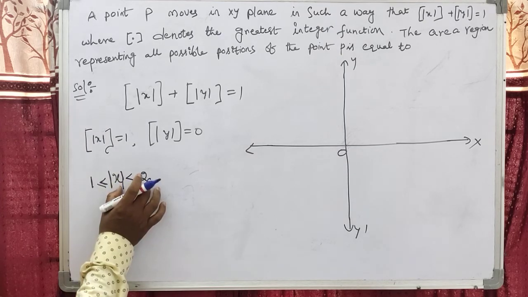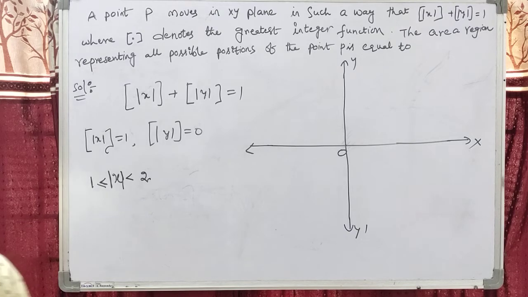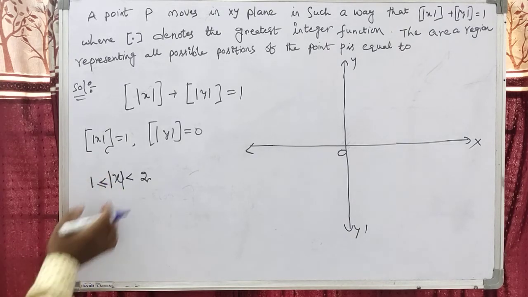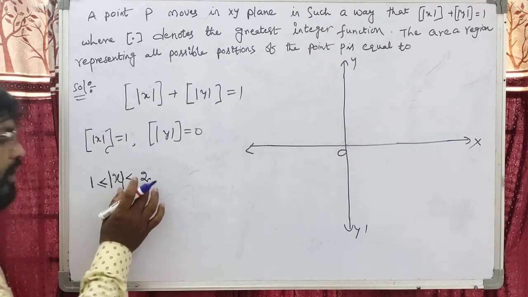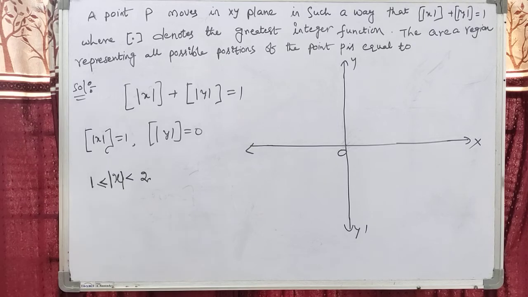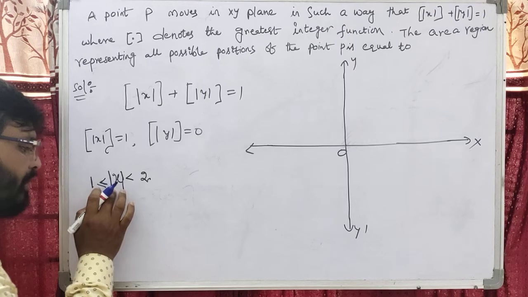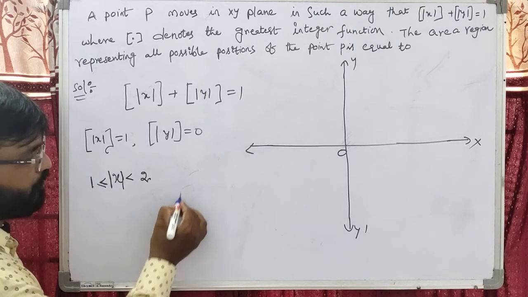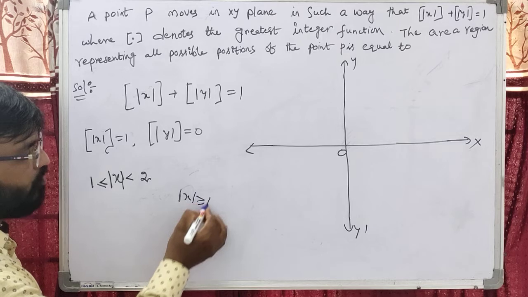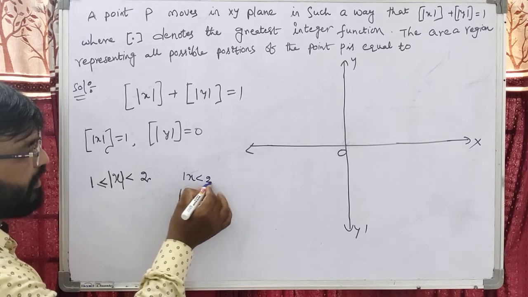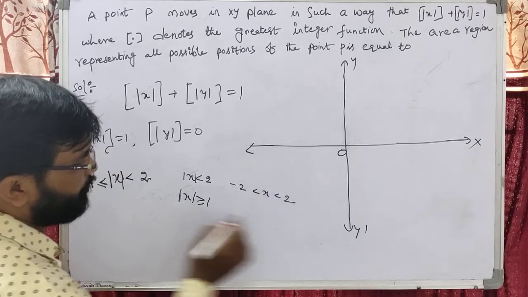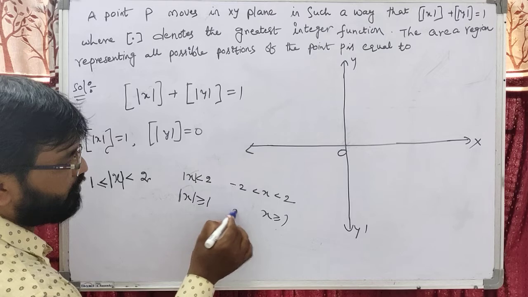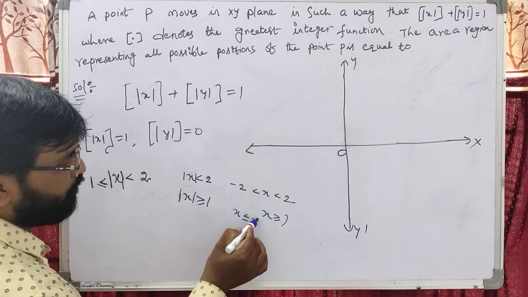How can you write this, students? |x| less than 2 means x lies between minus 2 and 2. Here |x| is greater than or equal to 1, that means above 1 or below minus 1. Dear students, when you take |x| less than 2, that is minus 2 less than x less than 2. And |x| greater than or equal to 1 means x is greater than or equal to 1 or x is less than or equal to minus 1.